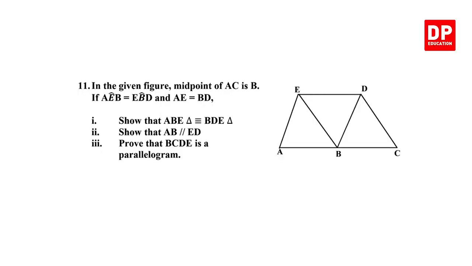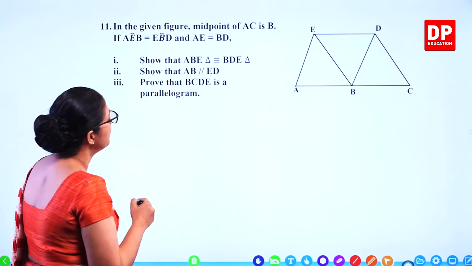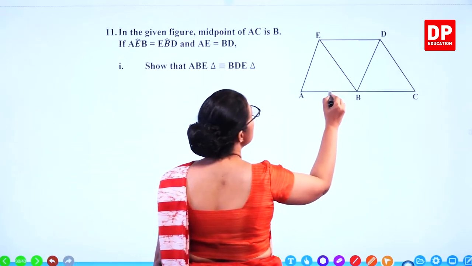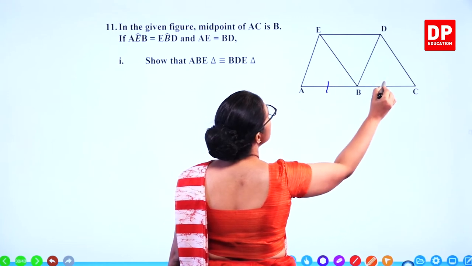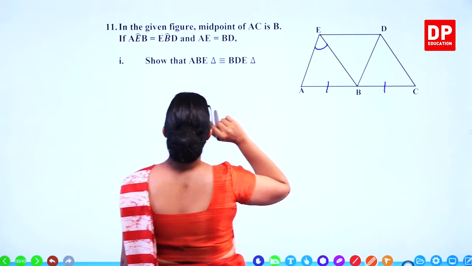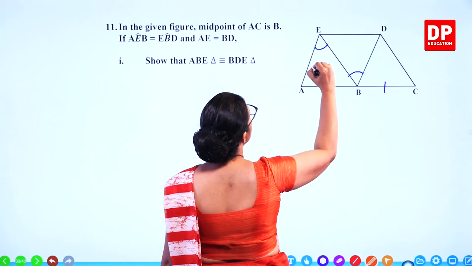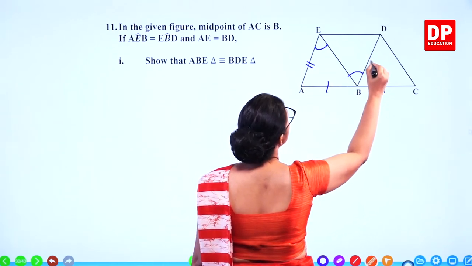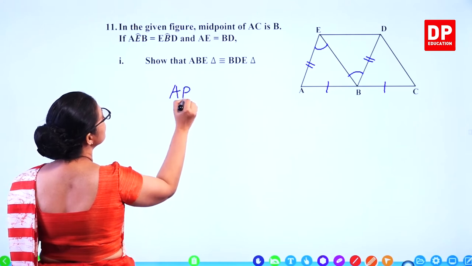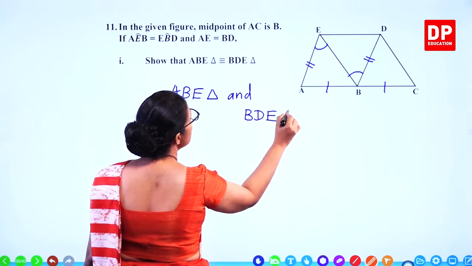Question number 11, you have to prove the triangles are congruent, parallel, and BCDE is a parallelogram. In the given figure, midpoint of AC is B. So, midpoint means this length is equal to this length. AEB angle and EBD, these two are equal. AE, this length is equal to BD. Show that ABE triangle and BDE triangles are congruent.